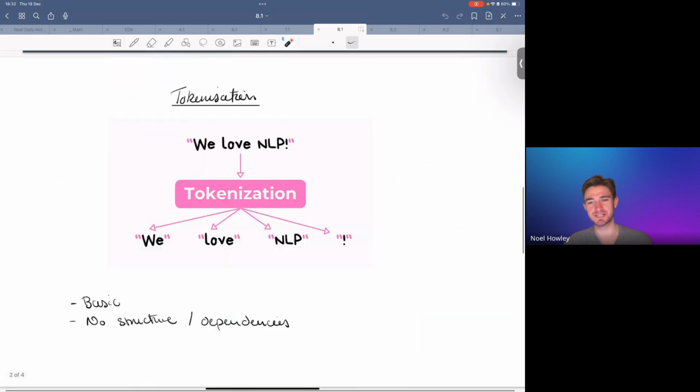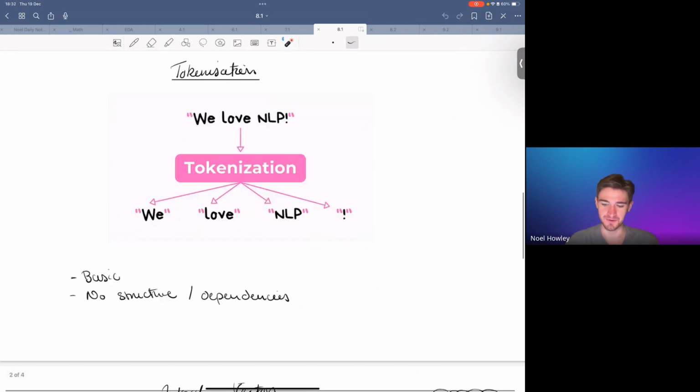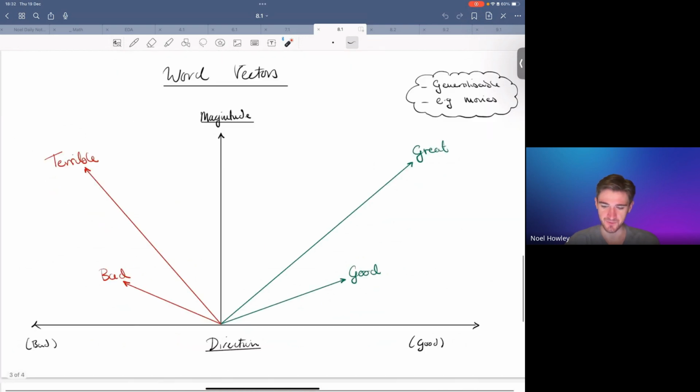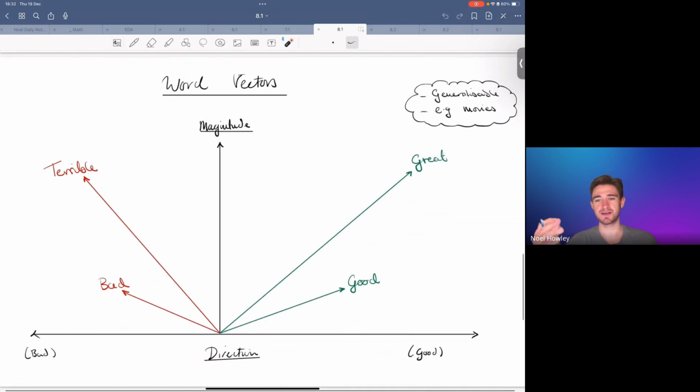So we have tokenization, which breaks down our text into smaller sub-words and other smaller features, such as sentences if it's paragraphs, or words if it's sentences. And we have a way to represent words as vectors.